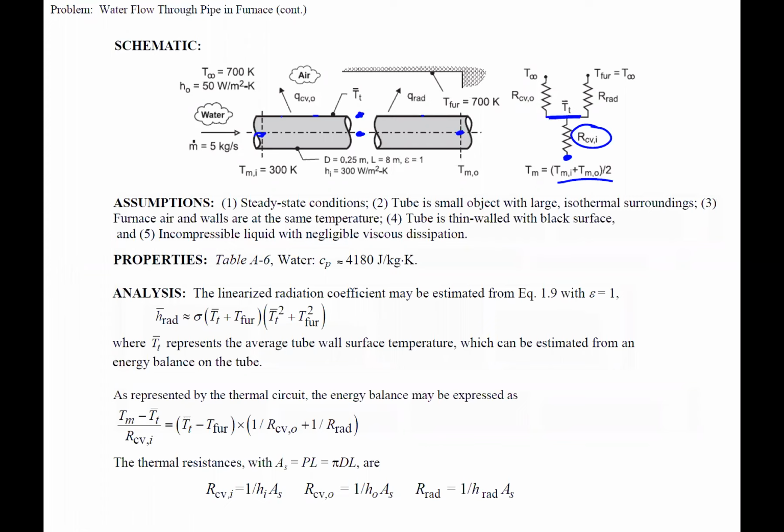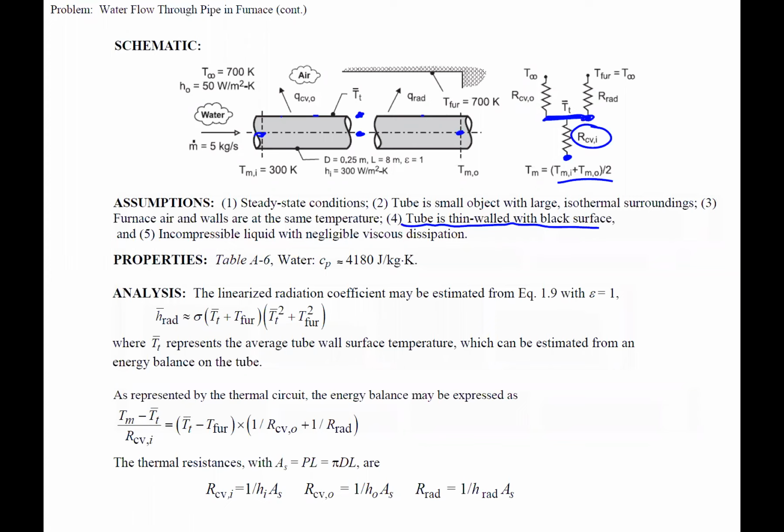Okay, and we're assuming it's a thin-walled black surface, so that means it's got negligible resistance due to conduction. If you have a metal tube, that's pretty common, because metal transfers heat very well compared to convection, so usually the resistance is negligible. Now, if we had insulation or something like that, you've got to take that into effect. But with it being just a metal tube, we neglect that resistance. All right, so then we have a parallel circuit in this case.